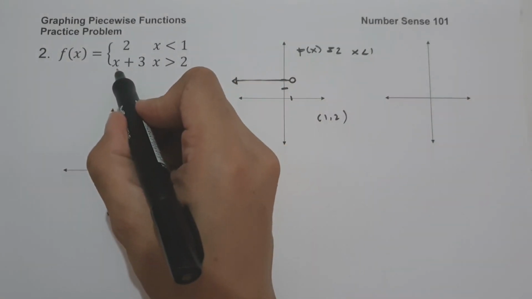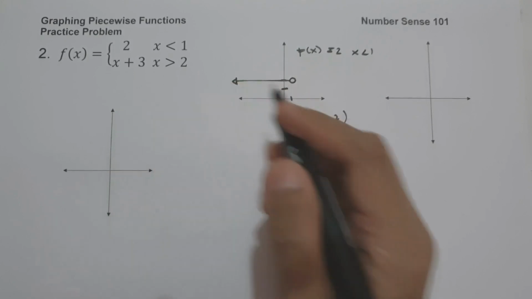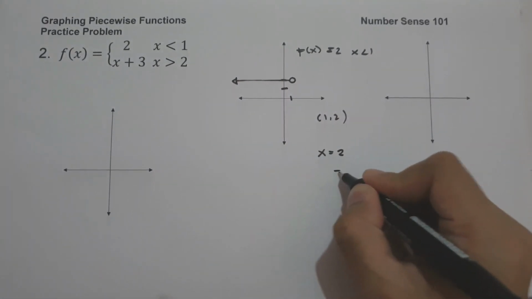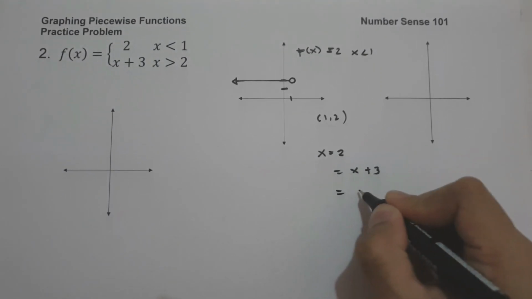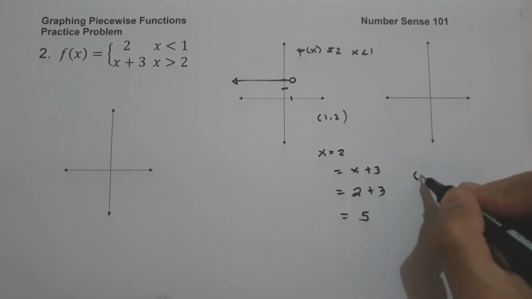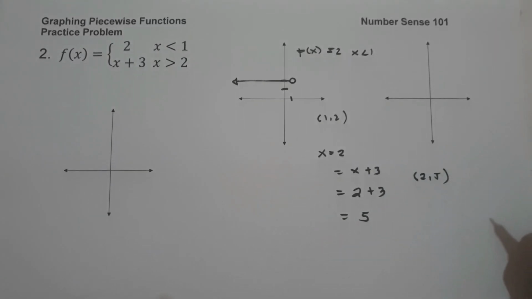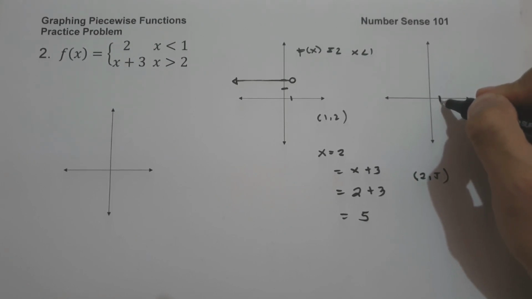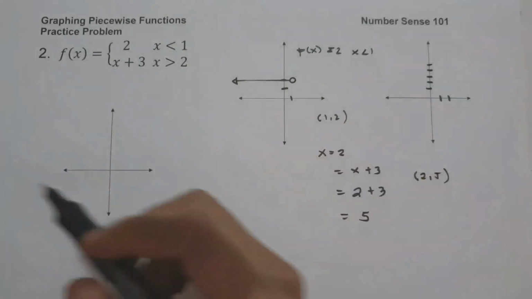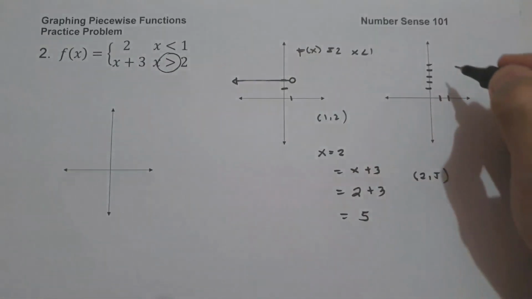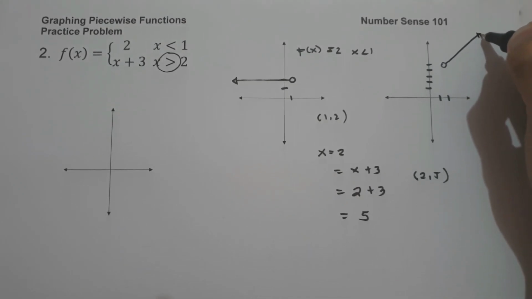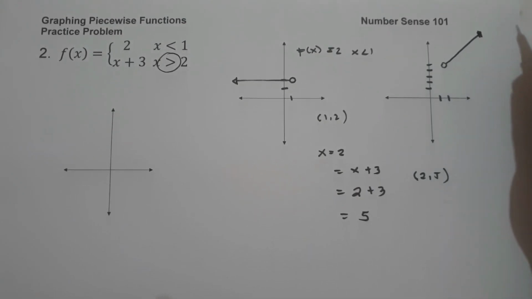What about f of x equals x plus 3 when x is greater than 2? So let's say, for example, x equals 2 and we have x plus 3. So this will be 2 plus 3 and that is 5. So therefore, we have 2, 5. So the graph of this function will be 1, 2, 1, 2, 3, 4, 5. And we are going to use an open circle because we have greater than. And then we have a straight line with a slope of 1.